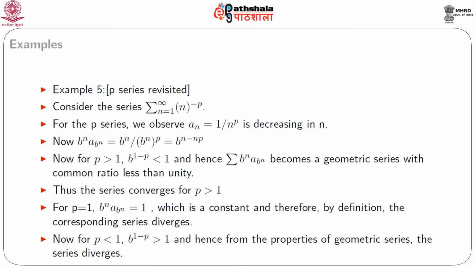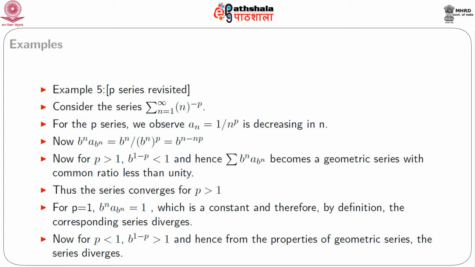So as already discussed, the nth term for a p series is n^(-p), and we also observe that this nth term is decreasing in n. Now b^n a(b^n) for some b greater than 1 is nothing but b^(n - np). Now for p greater than 1, b^(1-p) is less than 1, and hence the summation of b^n a(b^n) becomes a geometric series with common ratio less than unity. Thus the series converges for p greater than 1.